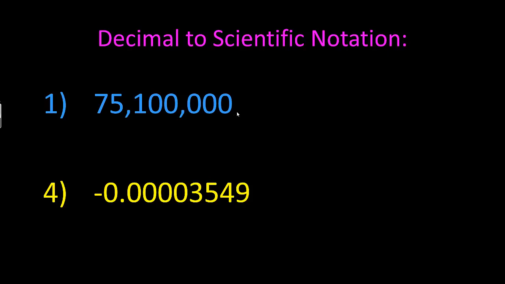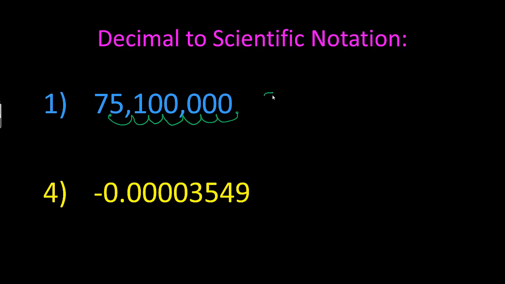Now, our decimal point is right here. We don't see it, but it really is here. And we are going to move it to where there is only one number to the left of it. So here's 1, 2, 3, 4, 5, 6, 7. And if I move it right here, there will only be one number to the left of the decimal point.